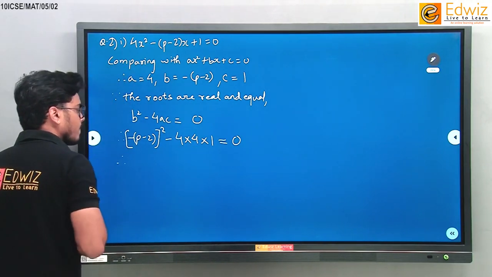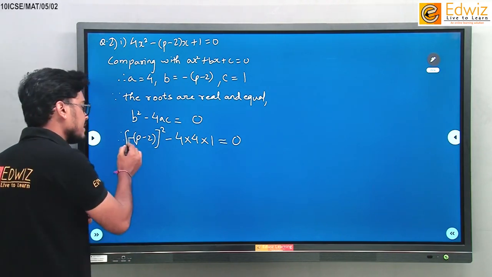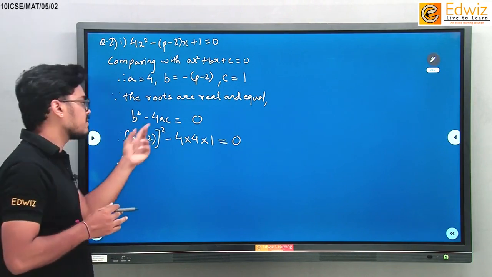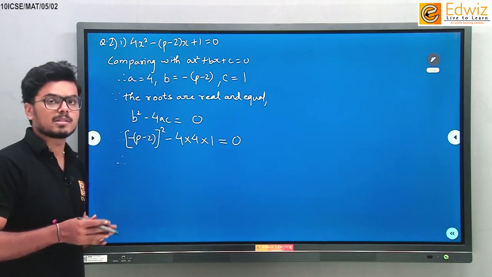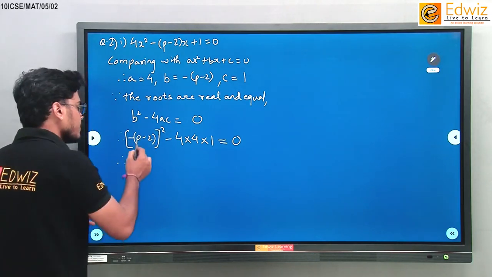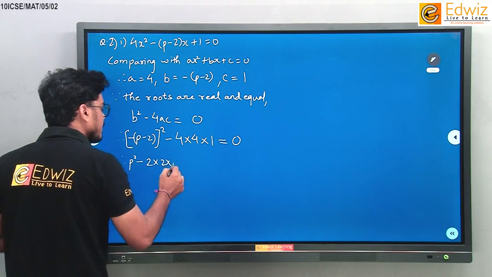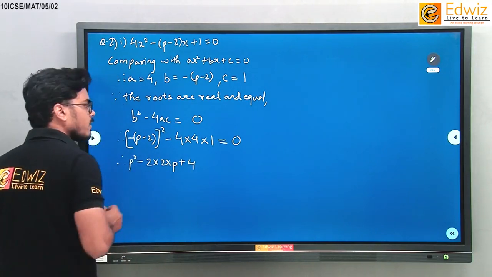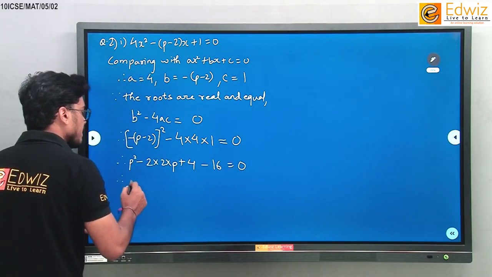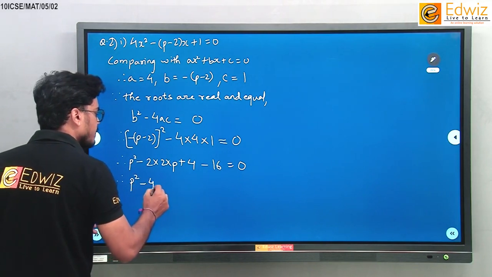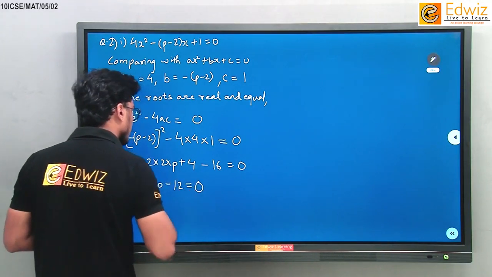Correct? Therefore, here the minus sign will get squared and it will become positive. This is basically minus 1 multiplied by (p minus 2). So minus 1 square is positive 1. So we can ignore this minus sign. All you have to do is (p minus 2) the whole square. So use the (a minus b) the whole square formula, that is p square minus 2 times p into 2, so 2 into 2 into p, plus 2 square, that is 4. Okay, minus this 16 equal to 0. So we are getting p square minus 4p, correct, plus 4 minus 16 is minus 12 equal to 0.